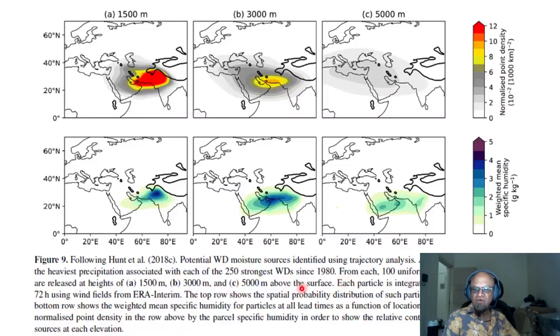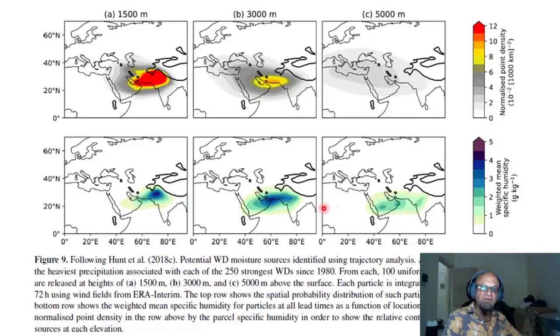From each, 100 uniformly spaced 10 by 10 particles are released at heights of 1500 meters, 3000 meters and 5000 meters above the surface to do trajectory analysis. Each particle is integrated backwards in time through 72 hours using wind fields from ERA-Interim. The top row shows the spatial probability distribution of such particles at a lead time of 72 hours. The bottom row shows the weighted mean specific humidity for particles at all lead times as a function of location, computed by multiplying the normalized point density in the row above by the parcel specific humidity in order to show the relative contributions in different moisture sources.